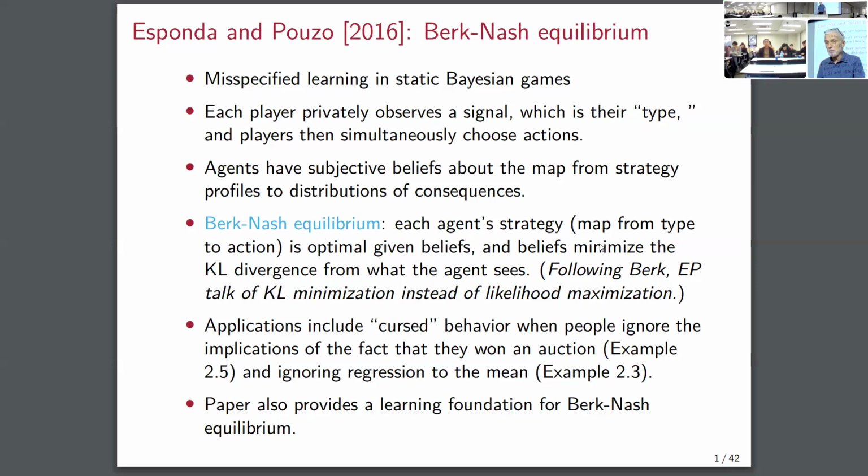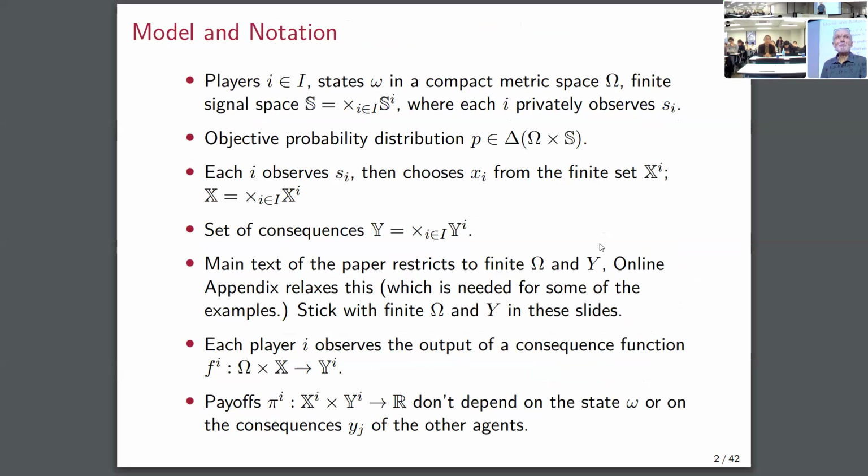They have a number of applications they talk about in the paper, including cursed equilibrium, which I will mention, and ignoring regression to the mean, which is very interesting, but I think it's not in these slides for time constraints. The paper also provides at least a partial learning foundation for Berk-Nash equilibrium. So I'm going to present the model in their notation. Probably not optimal. If I was to make this into a monograph, I would write all the different papers with the same notation and simplify their paper a bit, but it at least makes it easy to compare my slides with their paper.